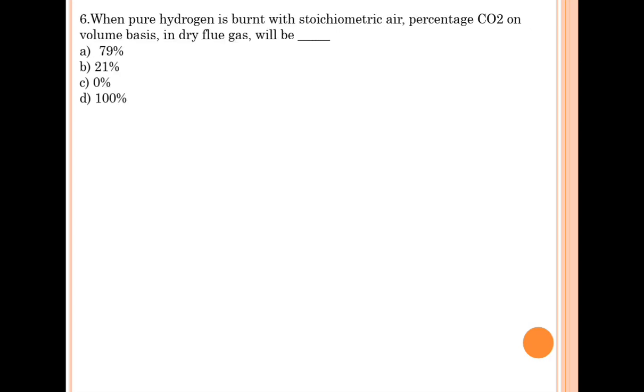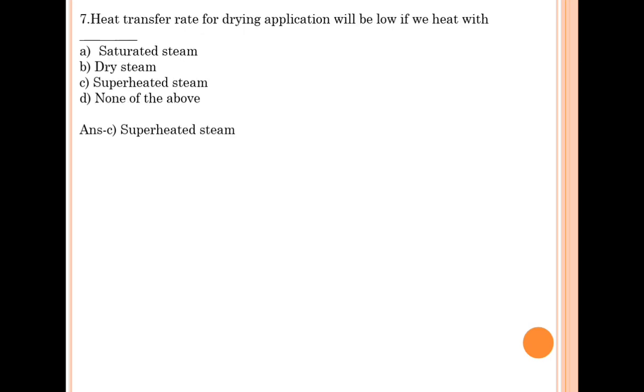Question 6. When pure hydrogen is burnt with stoichiometric air, the percentage CO2 on volume basis in dry flue gas will be how much? So here the answer is 0%, because in a stoichiometric reaction we know there is complete combustion. So in complete combustion of hydrogen the carbon dioxide percentage will be 0%. So here the answer is option C, that is 0%.